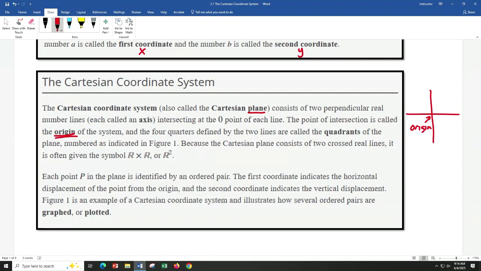The point of intersection is called the origin of the system, and the four corners defined by the two lines are called quadrants of the plane, numbered as indicated in figure 1, which I don't give you figure 1 because I'm going to give it to you right now myself, okay?